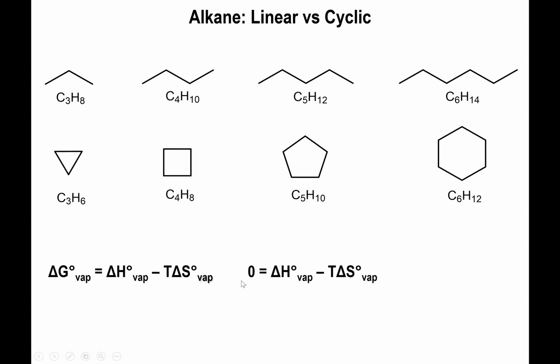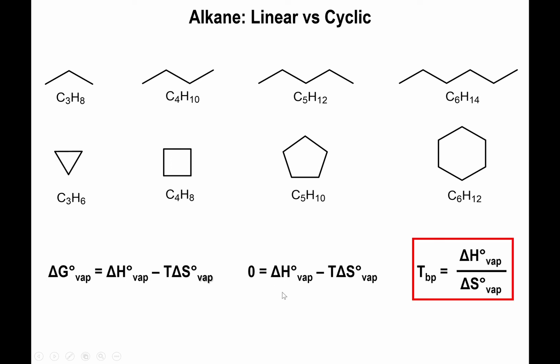We can actually solve for the temperature in this equation by moving the negative T delta S term to the right side, dividing both sides by delta S, and you end up with enthalpy over entropy equals the temperature, which in this particular scenario is the boiling point temperature. All right, so now let's take a look at these molecules.